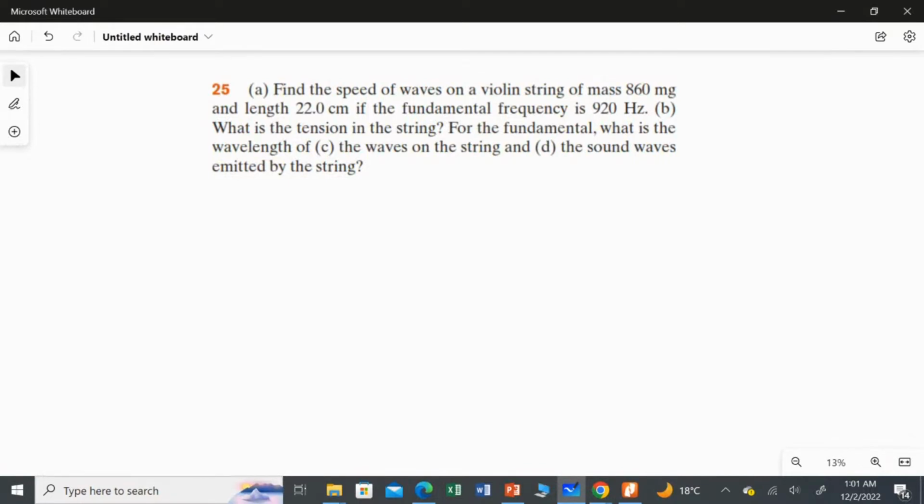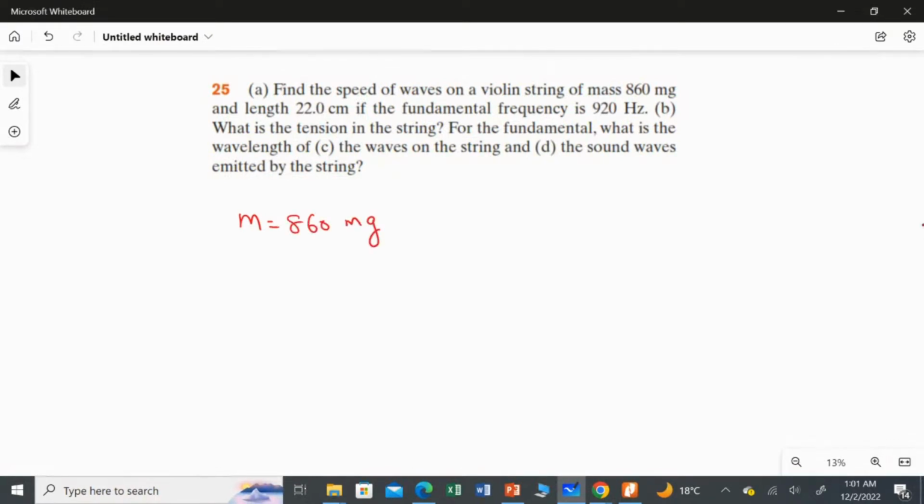Find the speed of the waves on a violin string of mass 860 milligram and length 22 centimeter if the fundamental frequency is 920 Hz. So you have a violin string and its mass is mentioned. So what is the mass of the violin string? The mass of the violin string is 860 milligram.